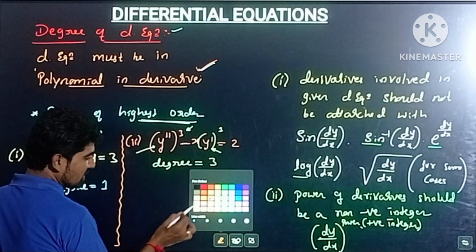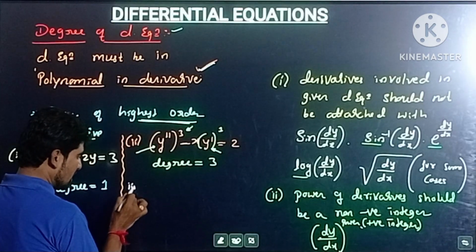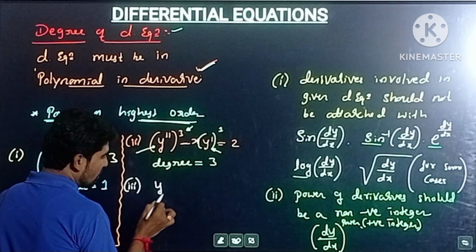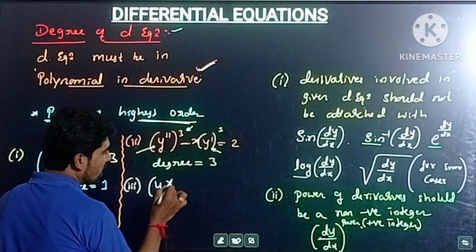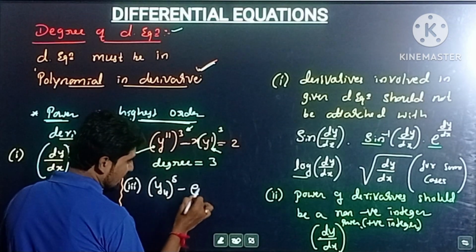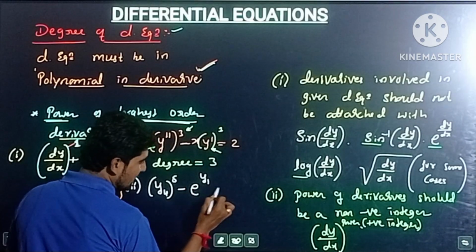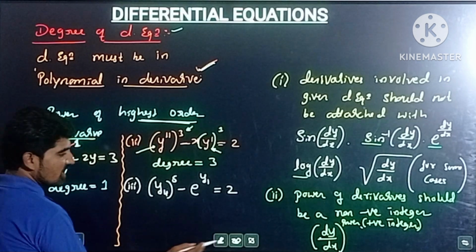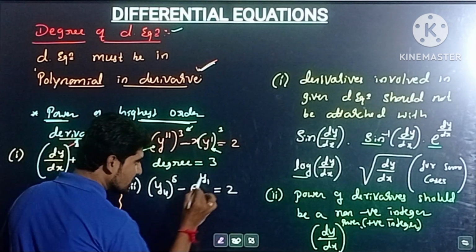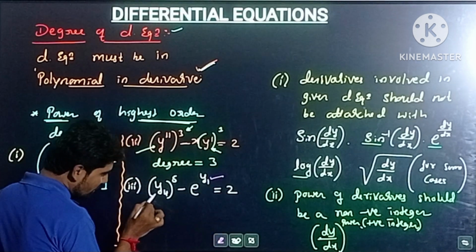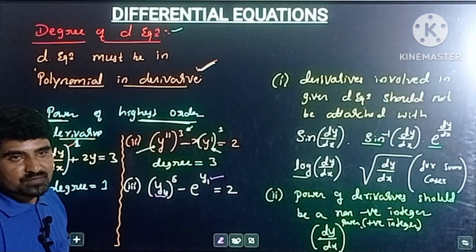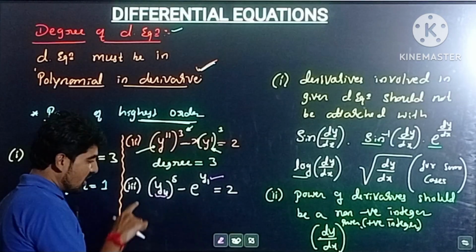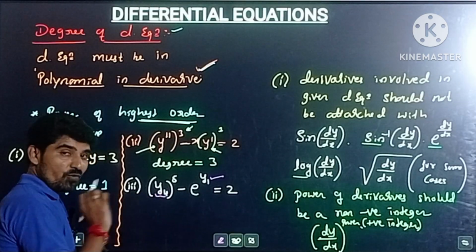Suppose the third one is: determine the degree of the differential equation y4 power 5 minus e power y1 equal to 2. Now observe this differential equation. In this differential equation, the first order derivative and the fourth order derivative are involved. Among these two, the highest order is fourth order. Hence, the order of this differential equation is 4.